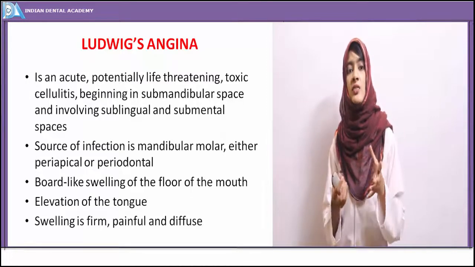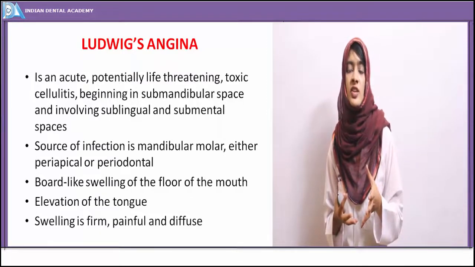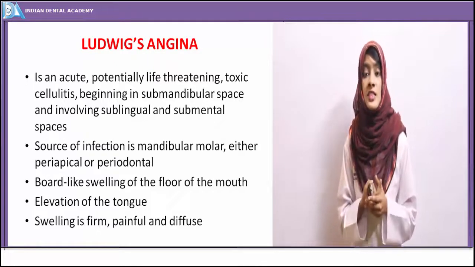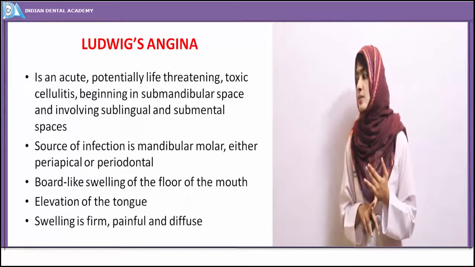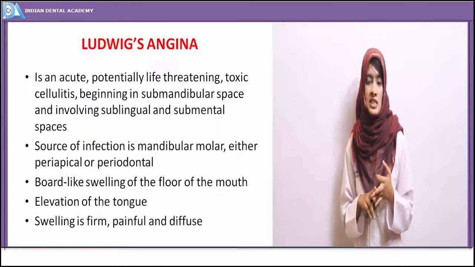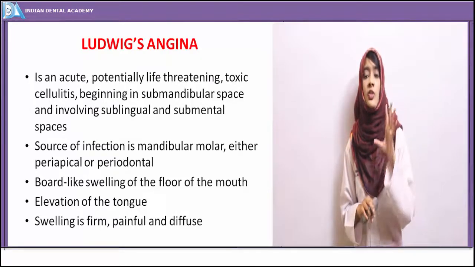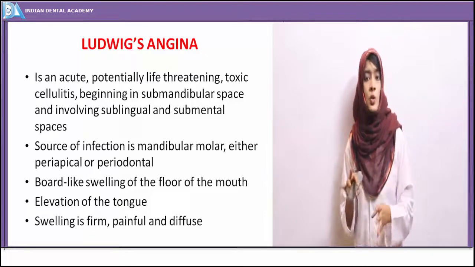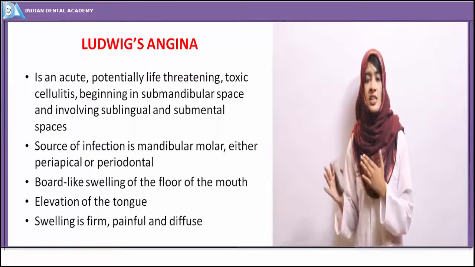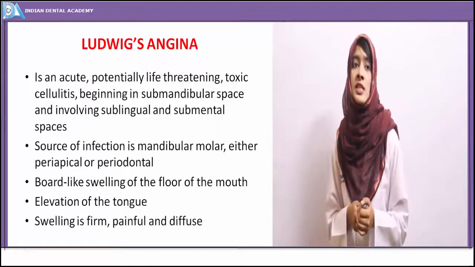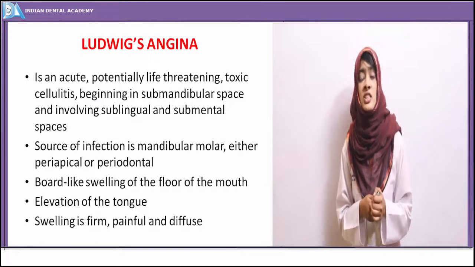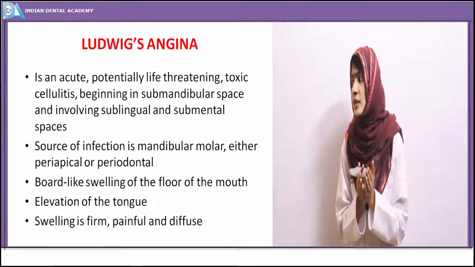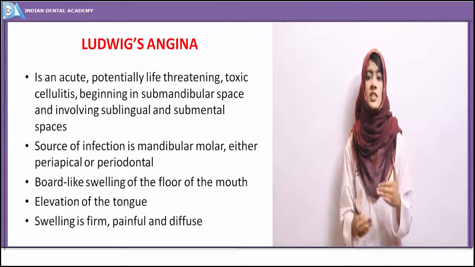It is actually a very acute and life-threatening space infection. It is characterized by involvement of all three spaces: the submandibular, the sublingual, and the submental spaces. Only when these three spaces are involved is the term Ludwig's angina given. It is basically a toxic cellulitis where there is diffuse spread of the inflammatory process along the three spaces. Initially it begins as a submandibular space infection, later on it spreads and involves the sublingual and the submental spaces.